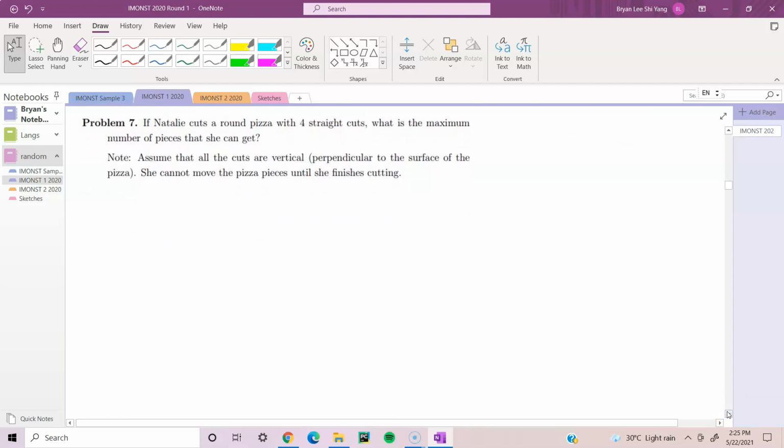Natalie cuts a round pizza with 4 straight cuts. What is the maximum number of pieces that she can get? Assume all the cuts are vertical. So let's just imagine a 2D circle, right? Something like this. With 1 cut, obviously we can turn 1 piece into 2.